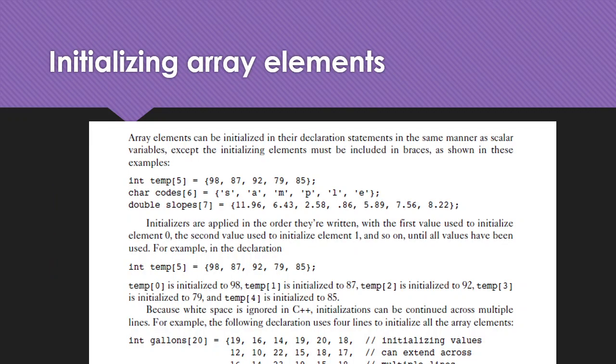To initialize the array, we first write the array's data type. Then we write the name of the array, and in square brackets we write the size of the array, and then we put an equals sign, and in curly braces we write the elements of the array.